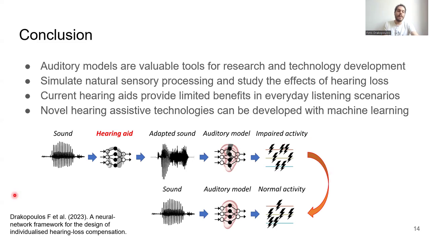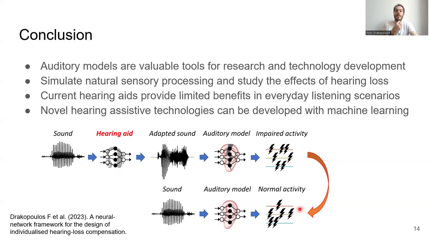And a simple example of this is shown in the diagram here, and in our recent publication also, which gives an example of how deep neural network hearing aid models can be trained to restore activity in impaired auditory systems. So what this diagram really shows is that by developing differentiable auditory models based on deep learning and deep neural networks, we can essentially simulate the activity of an impaired auditory system and use this to train a new sound processing strategy that can restore this activity back to normal.